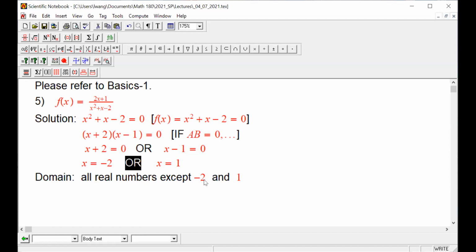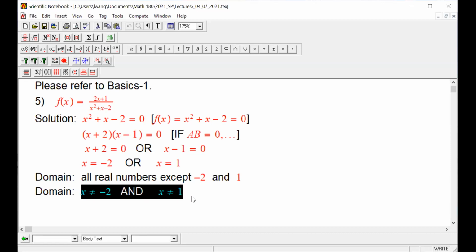Here it was "or", and here it will be "and", because you have to exclude both numbers. Another statement for the domain, you just say x cannot be equal to negative 2, which is the opposite, cannot be equal to positive 1, and "or" turns into "and". These are actually very basic logics. The opposite of "or" is "and". So these are the two different ways.